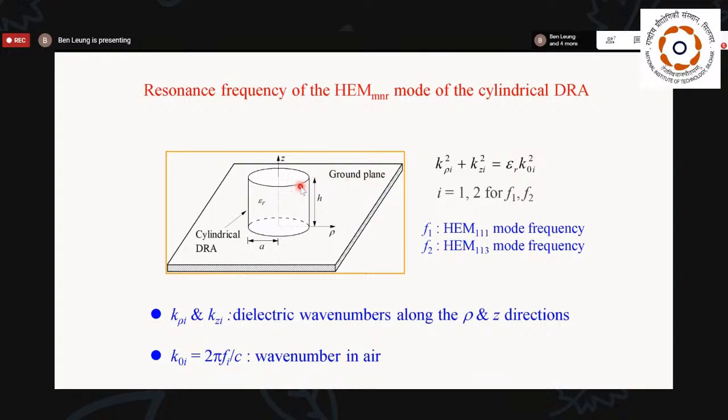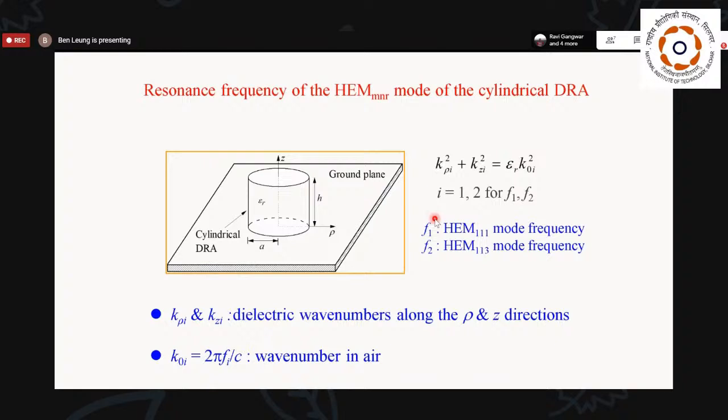Now, this is a cylindrical DRA resting on a ground plane. The equation relating the different wave numbers is given by this formula. We have k_rho_i and k_z_i, the dielectric wave numbers along the rho and z directions respectively, and k_0 is the wave number in air. So f_i is the frequency that we want the DRA to have.